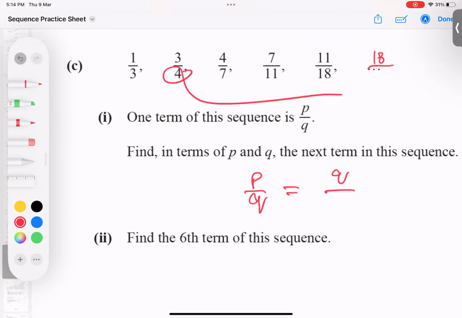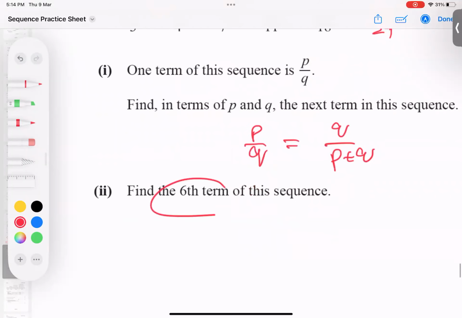So this denominator. So 1 plus 3, I got a 4. 3 plus 4, I got a 7. 4 plus 7, I got 11. 7 plus 11, I got 18. If you add them, I get 29. And if I add them, I get this answer, P plus Q.